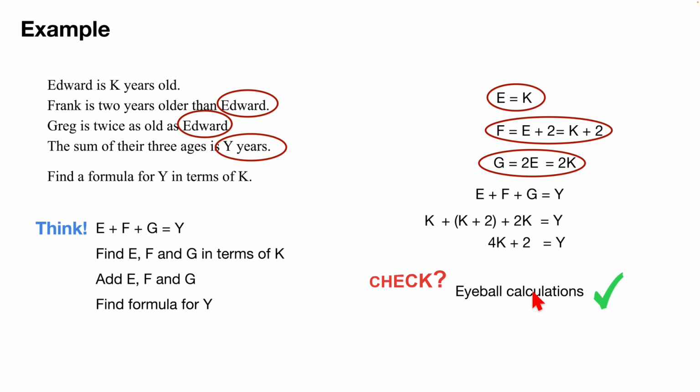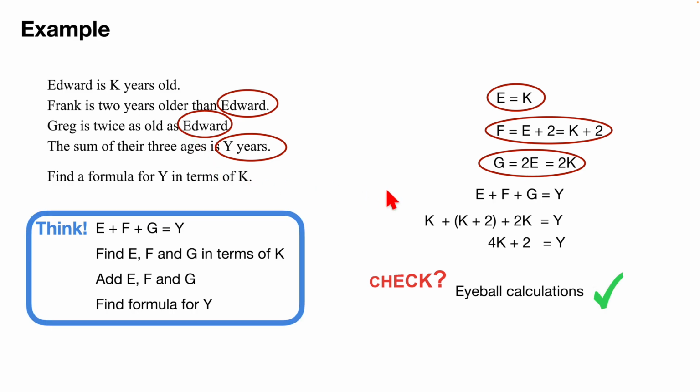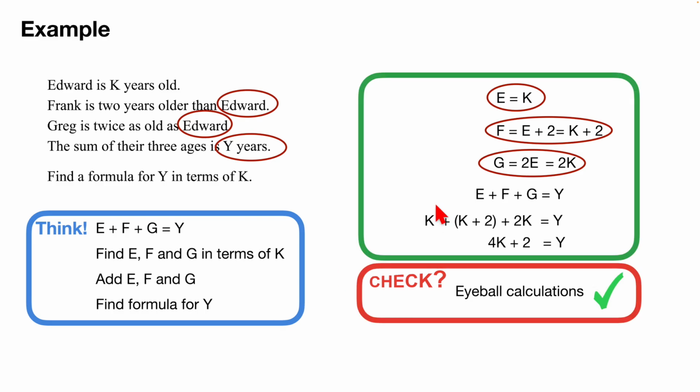This is an example of a sort of real world situation, but being made abstract by not having the starting ages and not having the total ages. So we did the same as before. We thought about it. We saw that the 3 ages add to Y. We stated that, and we found all of the ages in terms of something common, added it all up and found a formula. And we did the calculation and checked it as best we could.